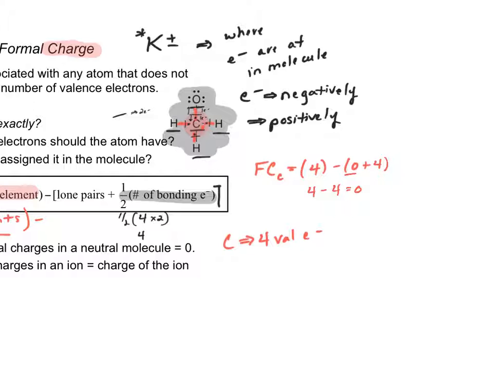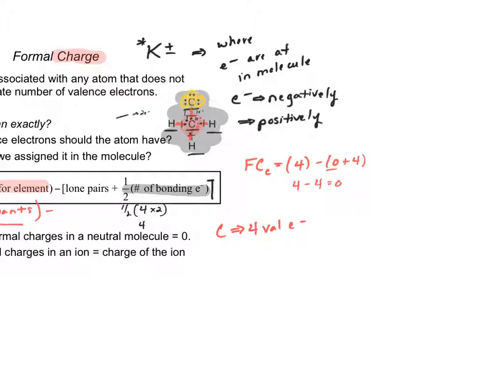So oxygen up here is this nice little guy, right? Notice there's a big difference between oxygen and carbon, okay? Oxygen has only 1 bond, and now it's got all of these lone pairs. So that's going to affect the calculation that we made for the formal charge. All right, so let's go ahead and get started.